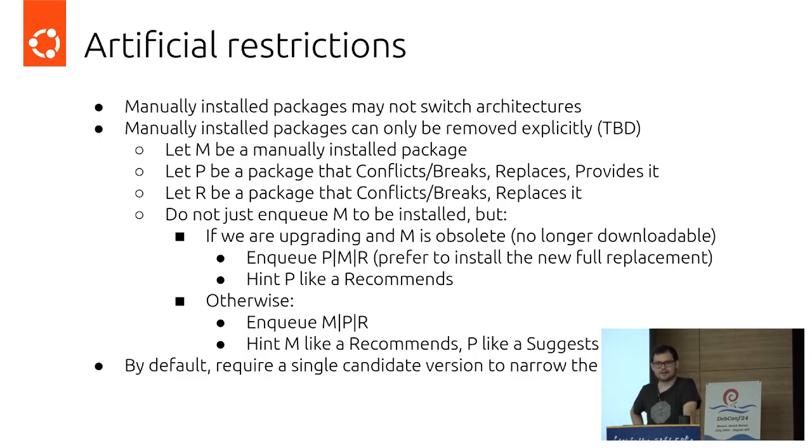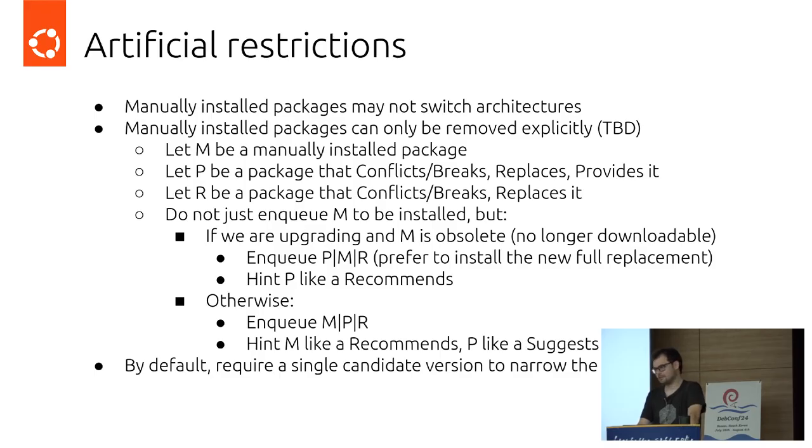So this solver is quite powerful, or it's going to be quite powerful. So we want to restrict it a bit to not pick solutions that actually don't make a lot of sense. So for example, manually installed packages should not switch architectures. So if you remove foo on AMD64, you're not shipping foo i386 installed just because you have multi-arch configured.